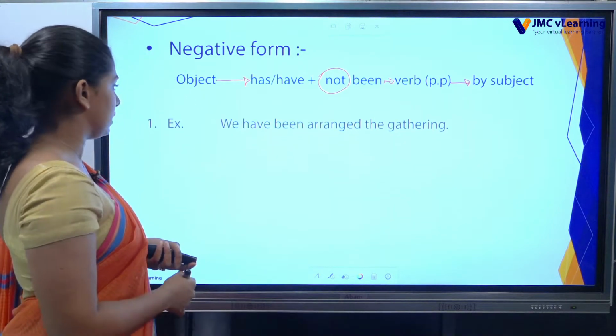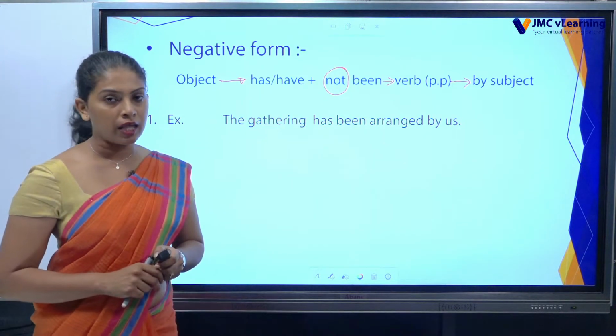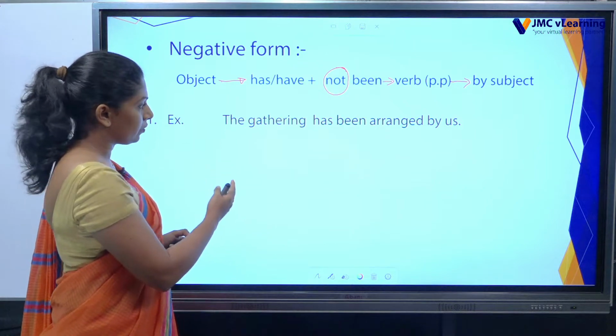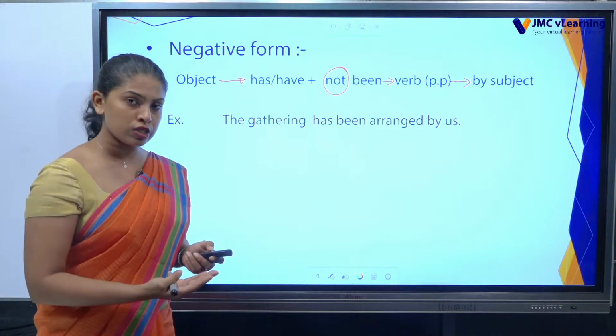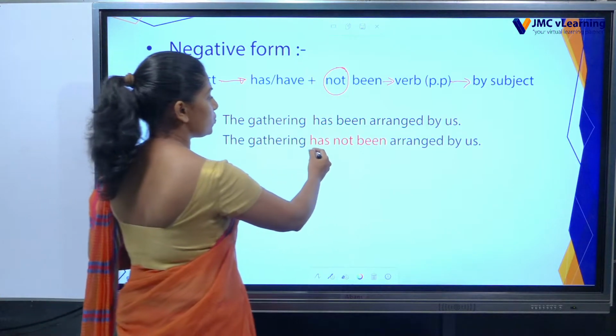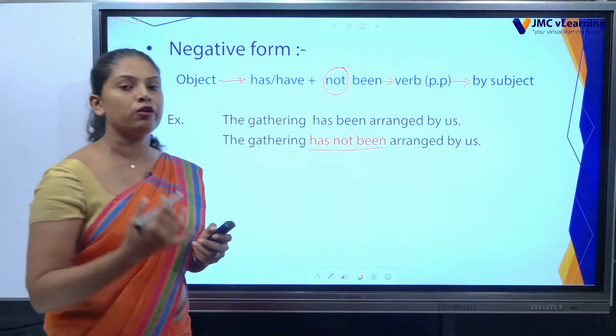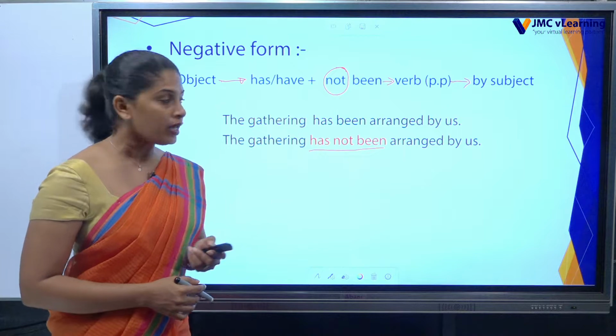Let's go to some examples. The gathering has been arranged by us. The gathering, that is the object. The gathering has been arranged by us. So how to make this into negative? Let's see. The gathering has not been arranged by us. Only we have to add not. The gathering has not been arranged by us.